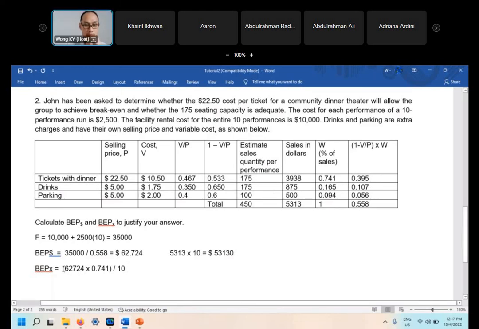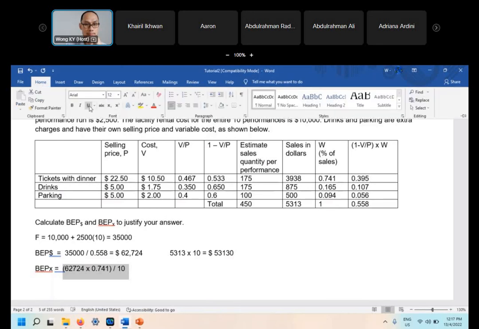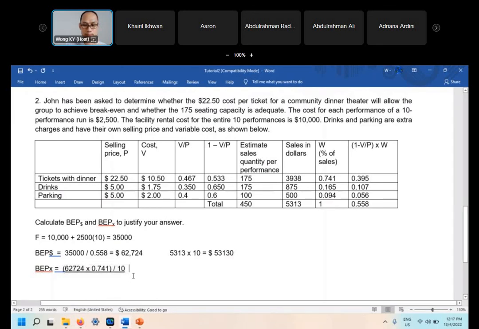And then we divide with the selling price, right? So this whole thing we divide again with the selling price. Selling price is 22.5. Okay, understand? 62724, which is the total sales to break even, times the weightage 0.741, divided by 10 because we want to get the value for a single performance. And then based on the formulas, we divide by P. P is 22.5.